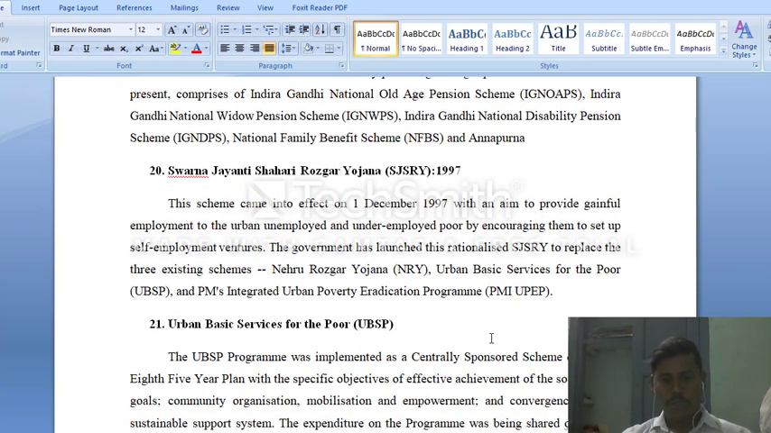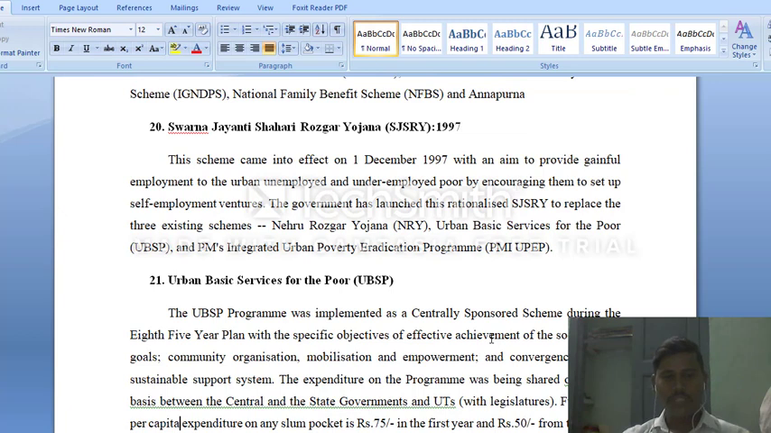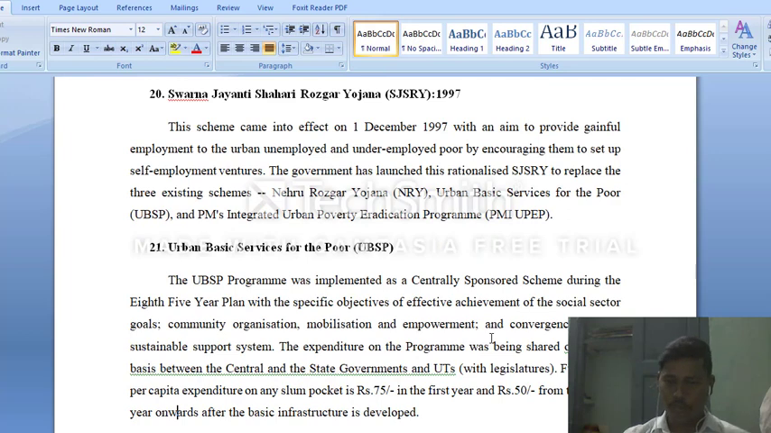One more program was launched by the central government. It is called Urban Basic Service for the Poor. The Urban Basic Service Program was implemented as a centrally sponsored scheme during the 8th five-year plan with specific objectives of effective achievement of the social sector goals, community organization, mobilization and empowerment, and convergence through a sustainable support system.